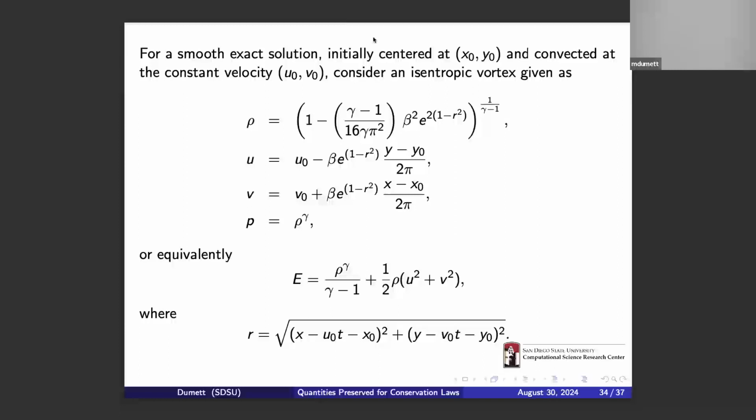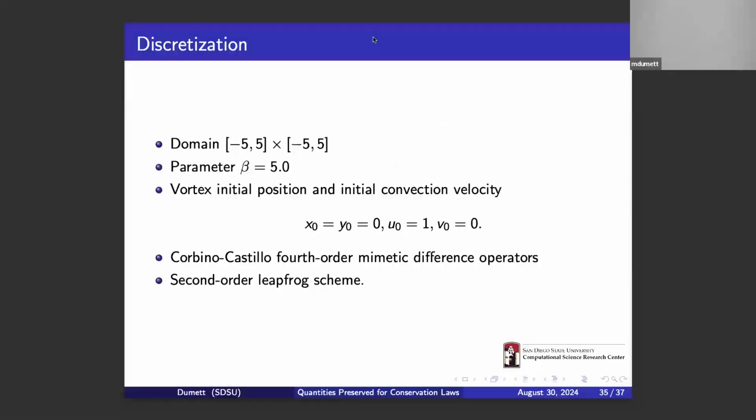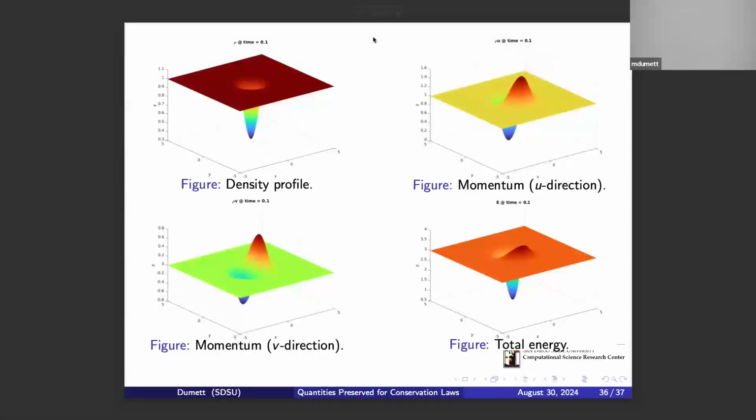The domain is given by that. There are certain parameters specified: the initial velocity, initial position. What they are using is the 4th order Corbino-Castillo, 2nd order leapfrog scheme. And you see these pictures. And if you plot, actually, you see the conservation of energy of these quantities.